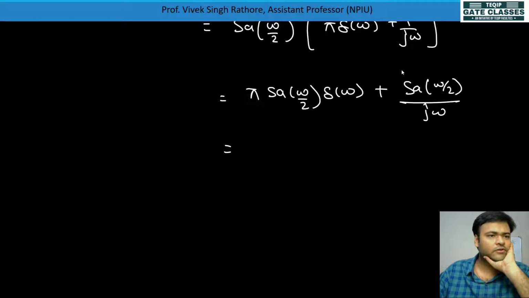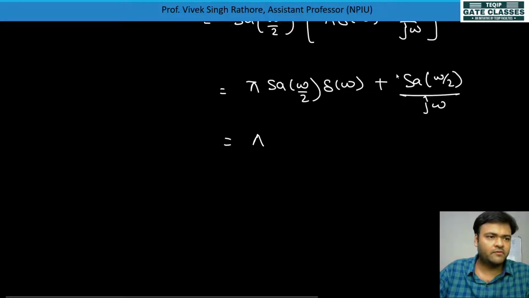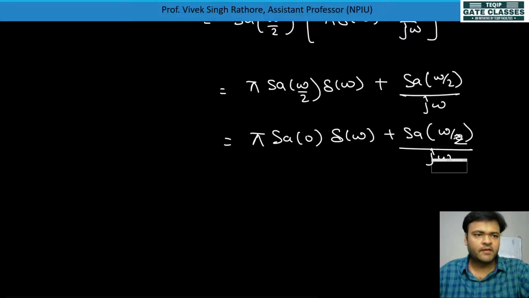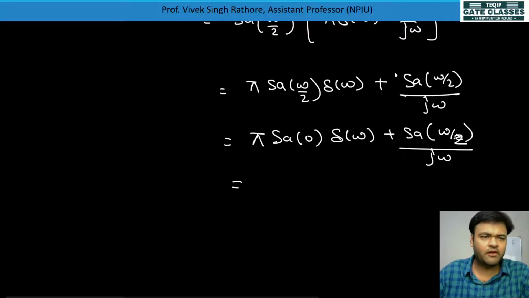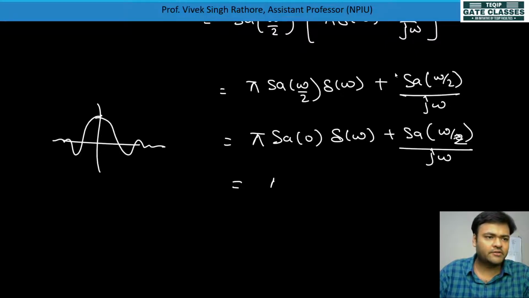देखिए कोई भी सिग्नल, whatever signal is there, if it is multiplied by delta of omega, तो यहाँ 0 आ जाएगा, और sampling of 0 कितना होता है, sampling of 0 की value, आप इसको यहाँ ऐसा लिख सकते हैं, sampling of 0 delta omega plus sampling of omega by 2 by j of omega. A sampling of 0 can be written as one value, because it will start from 1, it will go like this. Okay, this value will be, so it can be written as pi of delta omega plus sampling of omega by 2 by j of omega.